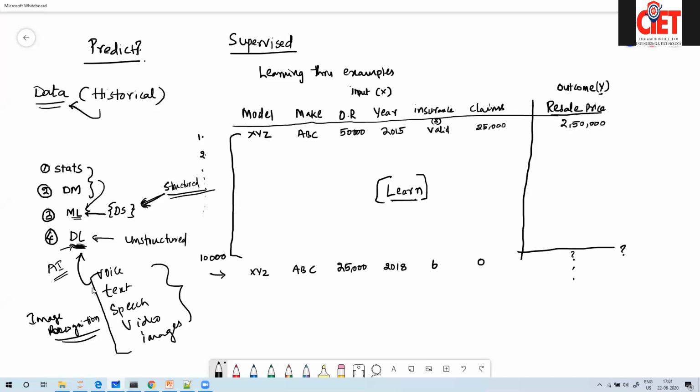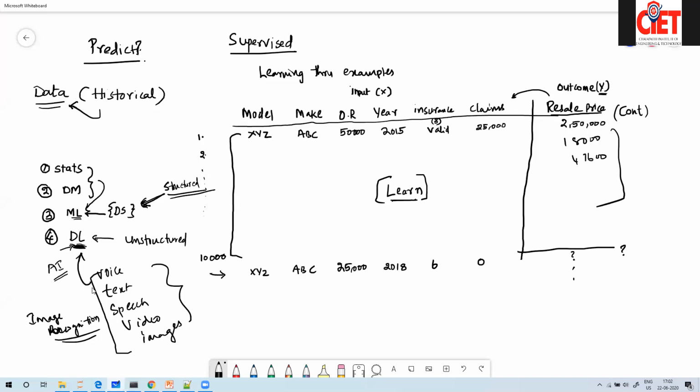Okay. Now, coming back to the topic, supervised learning. This is what we are trying to predict. This is what we are trying to learn from the historical data and predict. The variable that we are predicting here is a continuous number, like 2,50,000, 1,80,000, 4,76,000. So these are typically called continuous numbers.